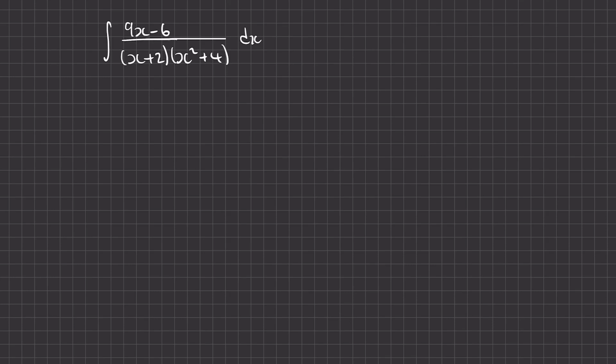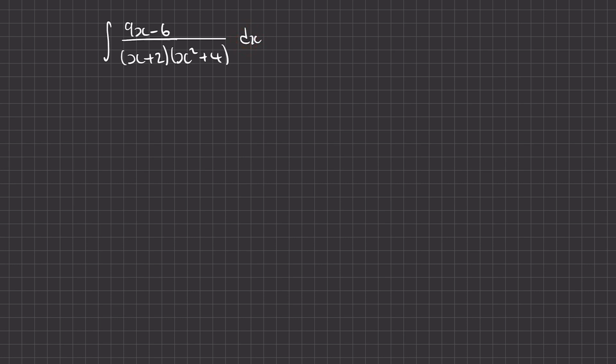So in this video, I'm going to show you how to integrate with partial fractions and inverse trig functions. So in our first question, we have the integral of 9x minus 6 all divided by x plus 2 multiplied by x squared plus 4, integrated with respect to x.